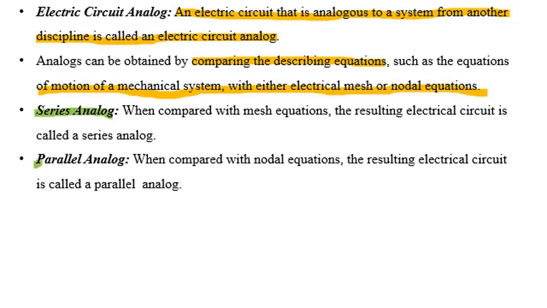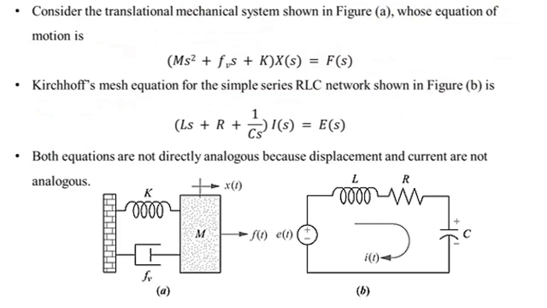Electric circuit analogs are of two types. First is series analog and second is parallel analog. If mesh equations are compared with the equation of a system from another discipline, it is known as series analog. When nodal equations of an electrical network are compared with equations of a system from another discipline, it is known as parallel analog.